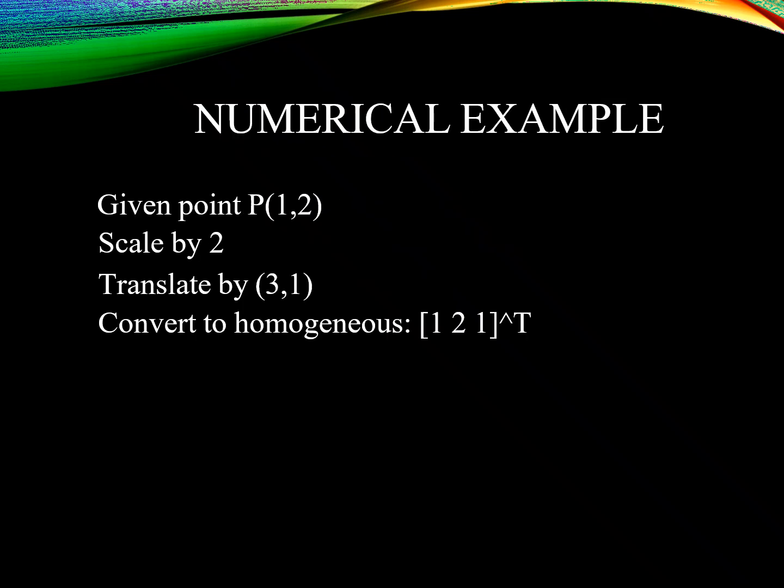Now let's understand this with an example. Suppose the point is (1, 2). First, we scale it by a factor of 2. Then we translate it by 3 units along the x-axis and 1 unit along the y-axis. Before applying these operations, the point is converted into homogeneous coordinates by adding the third coordinate as 1.